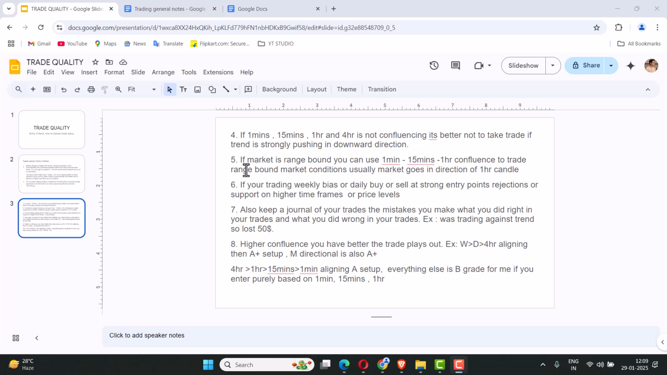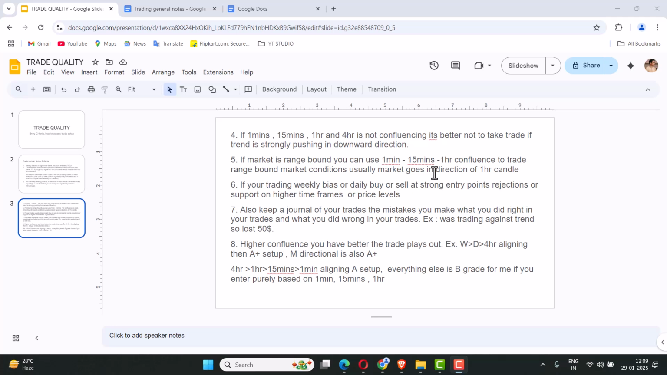And if the market is range bound, you can use the 1 to 15 minutes and 1 hour confluence to trade range bound market conditions. Usually the market goes in the direction of each 1 hour candle, when the new candle opens and closes. And if you're trading a weekly bias or daily buy or sell, do it at a strong entry point or rejection, or a support on a higher time frame or price level.